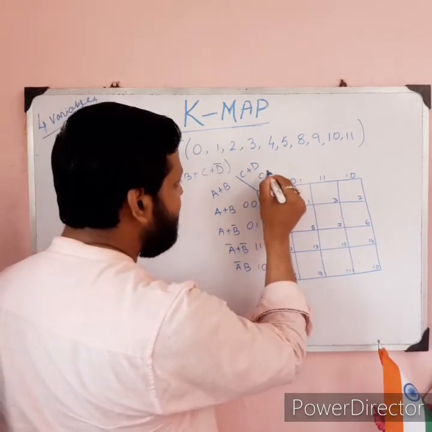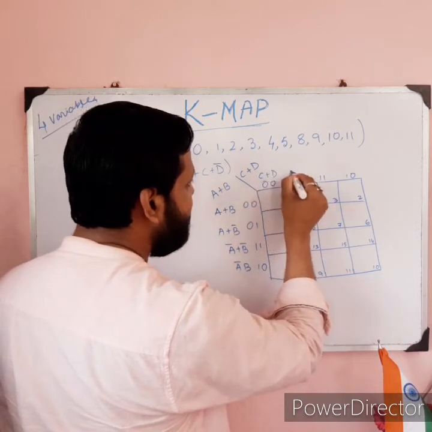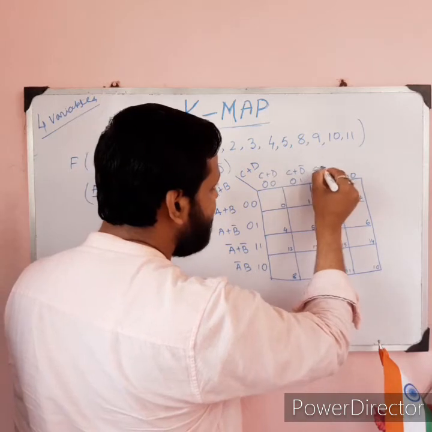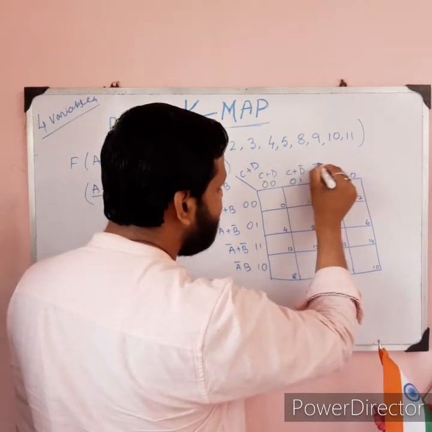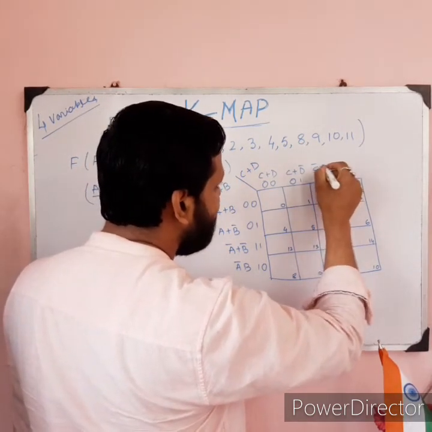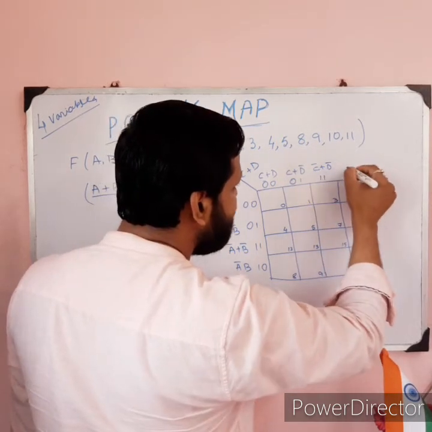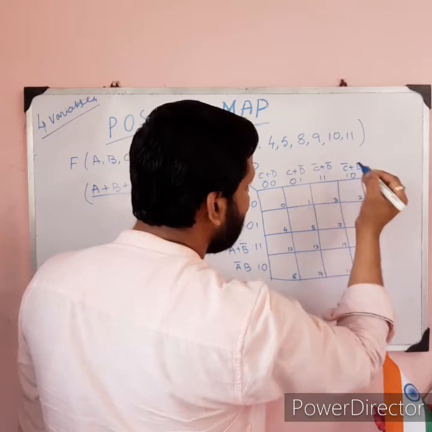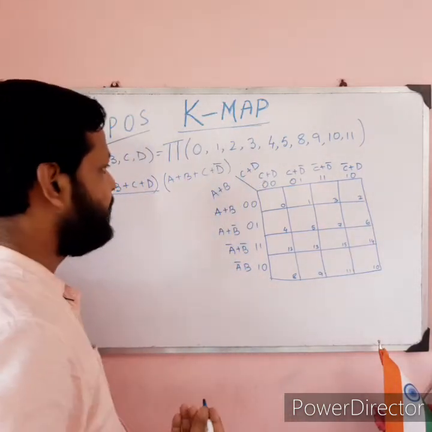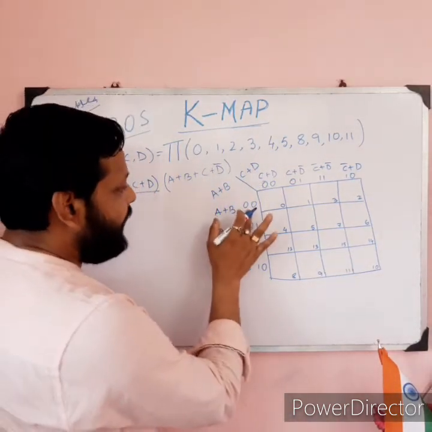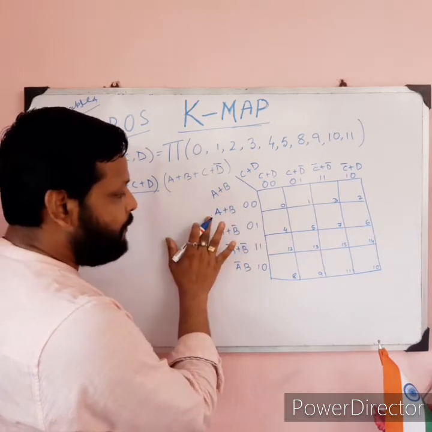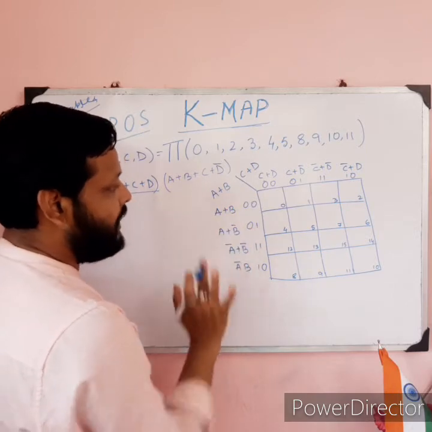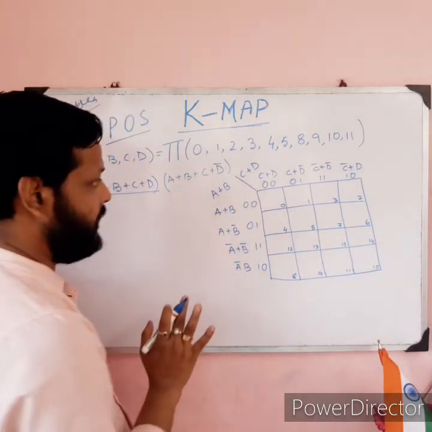This one is C plus D, C plus D complement, this one is C complement plus D complement, and this one is C complement plus D. Again I repeat: whenever we have 0, it is represented without complement. Whenever we have 1, it is represented with complement, but the term should be within plus because this is POS.